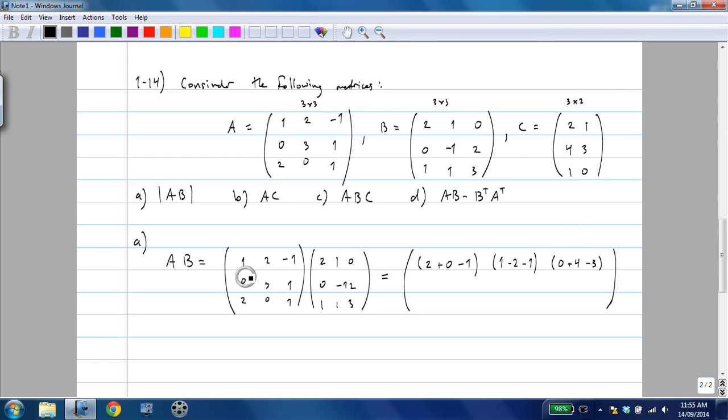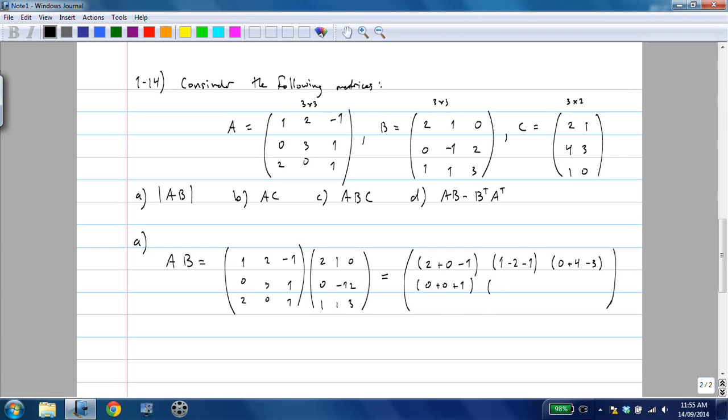So then what we want to do is take this row and multiply by this column. And then once we go through all the columns, we want to take this row, multiply by all the columns, and we'll have our matrix. Okay, so this element here will be 0 times 2, which is 0, 3 times 0, which is 0, and 1 times 1, so we'll have 0 plus 0 plus 1.